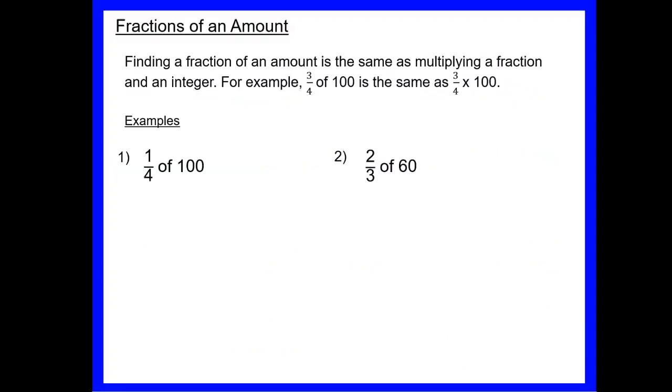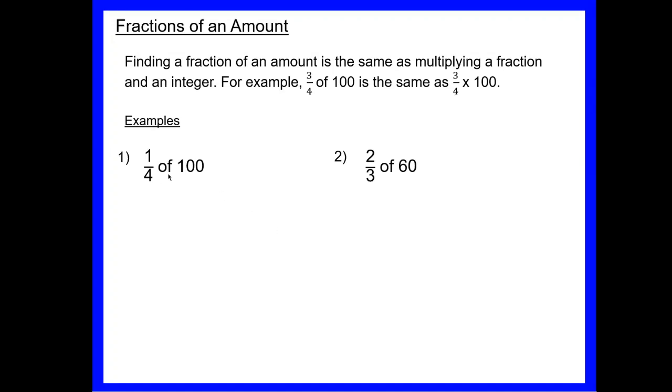Okay, we're moving on now then to look at fractions of an amount. So finding the fraction of an amount is the same as multiplying a fraction by an integer. So the word of in maths means to multiply. So for example, 3/4 of 100 is the same as 3/4 times 100. So we've simply swapped the word of for the times symbol. So let's have a look at some examples.